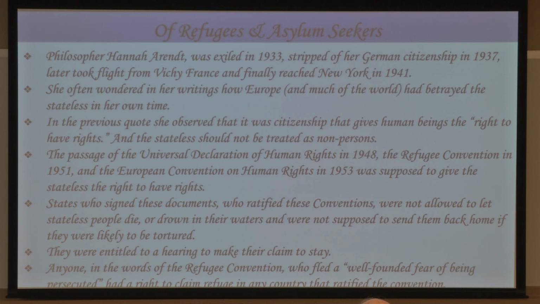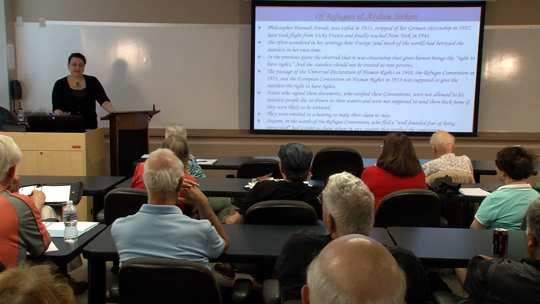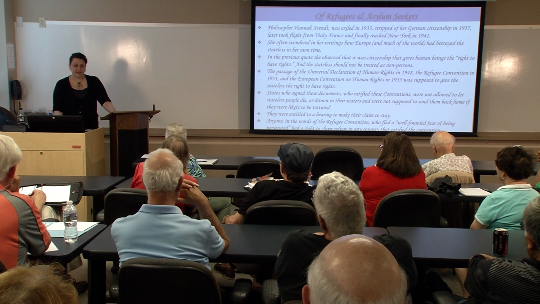So the Convention of Refugees in 1951, coupled with the Declaration of Human Rights, was created to give people the right to seek refuge in other countries. And those who signed these conventions were supposed to at least give these people a hearing. At a minimum, give people who were seeking refuge a hearing.